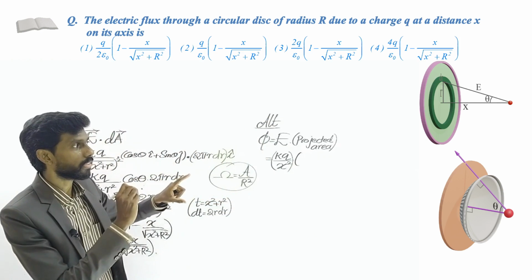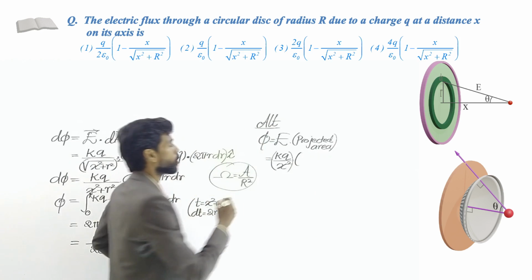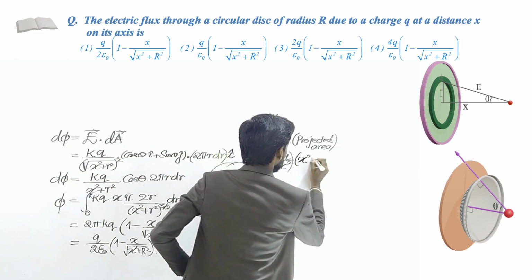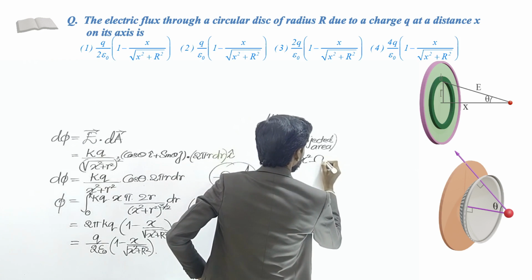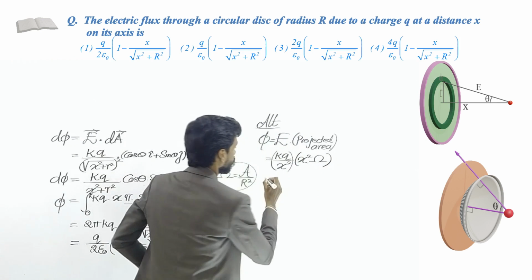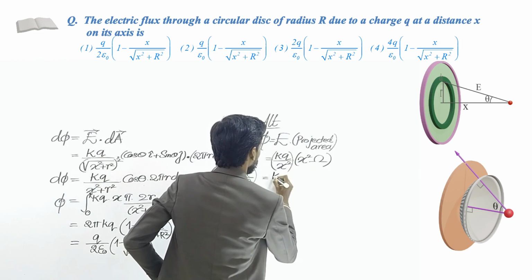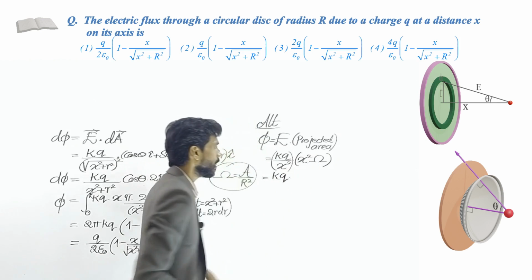So this area is simply radius squared, but the radius here is x. x is the radius of the sphere. So that is x squared multiplied by the solid angle. That's it. So this x squared gets cancelled, and this is kq multiplied by the solid angle.